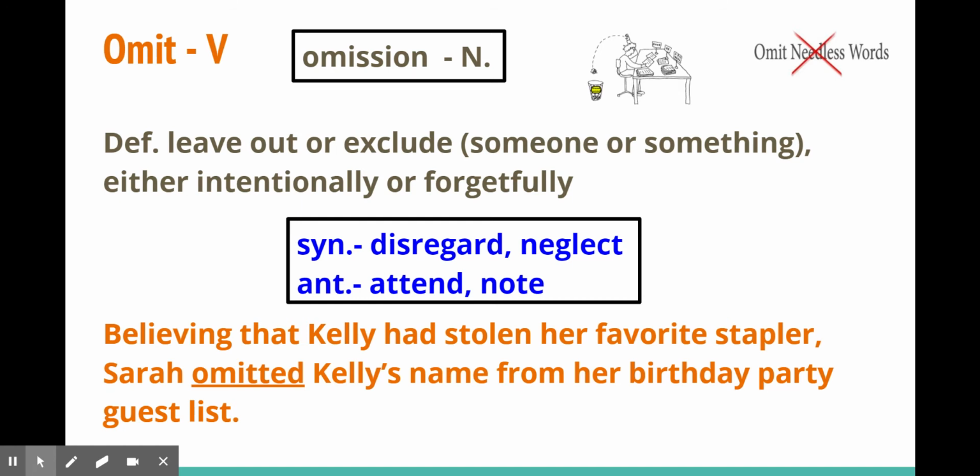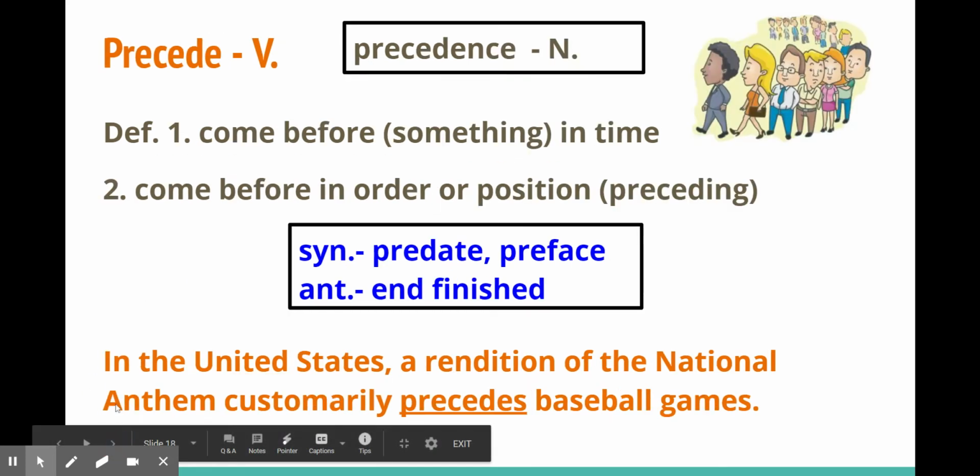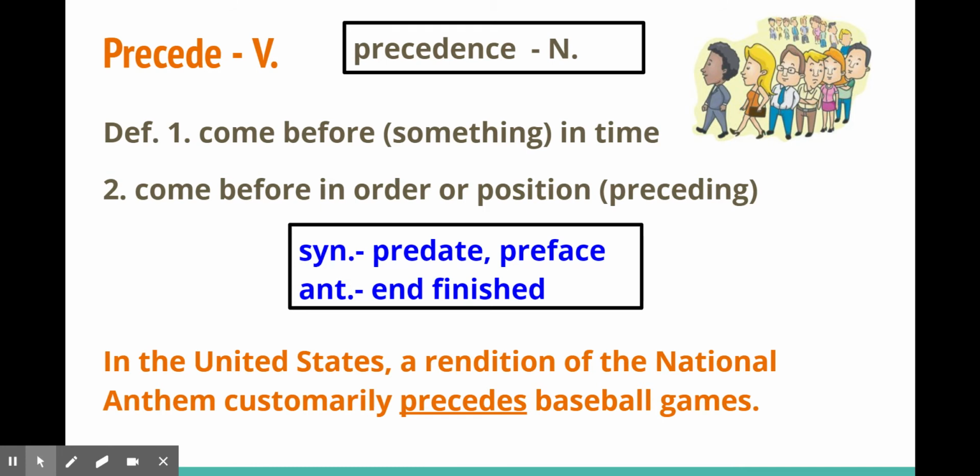Believing that Kelly had stolen her favorite stapler, Sarah omitted Kelly's name from her birthday party guest list. So meaning leave out or exclude, either intentionally or forgetfully. Omit. Proceed. Proceed is a verb that means come before something in time.